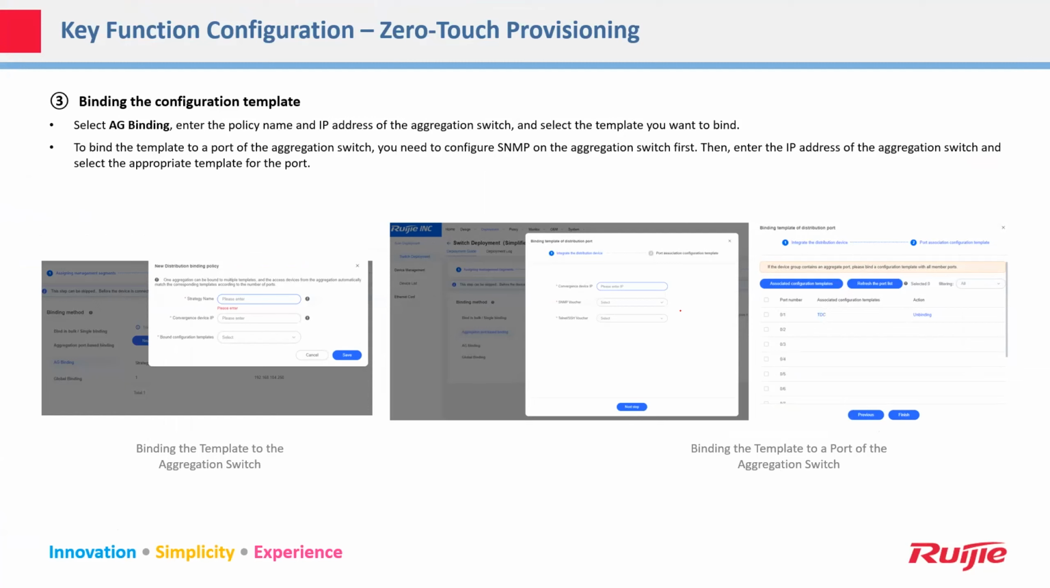If you use the aggregation binding, you can choose the aggregation switch or aggregation port, but there are some precautions, some requirements. If you use the aggregation switch binding, all the downstream switches must use the CM configuration. For the aggregation port, it is the CM. If you use the aggregation port binding, all the ports should use the CM configuration.